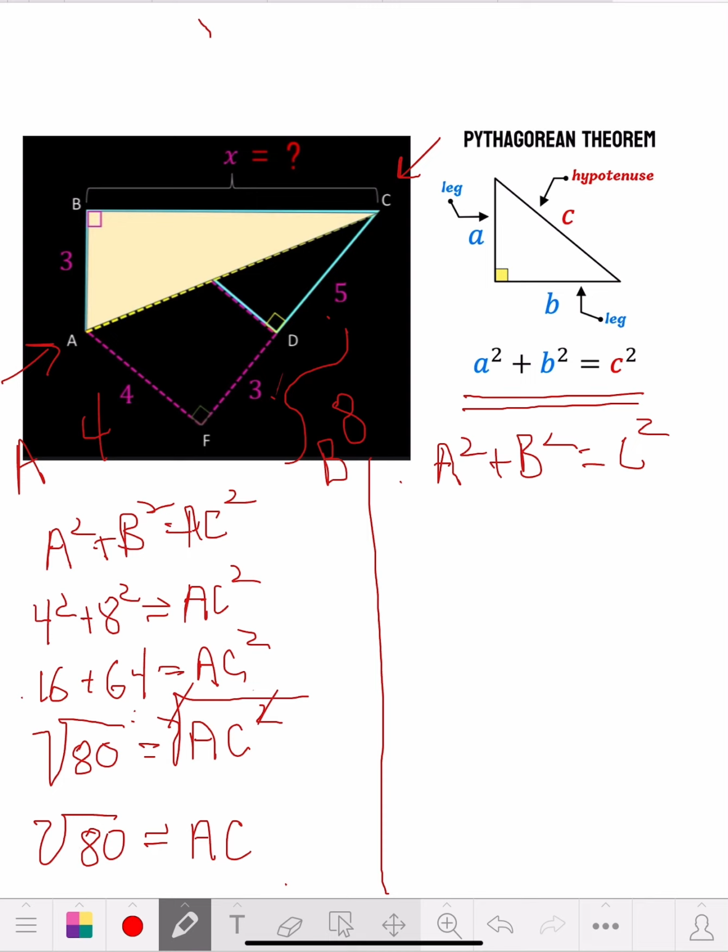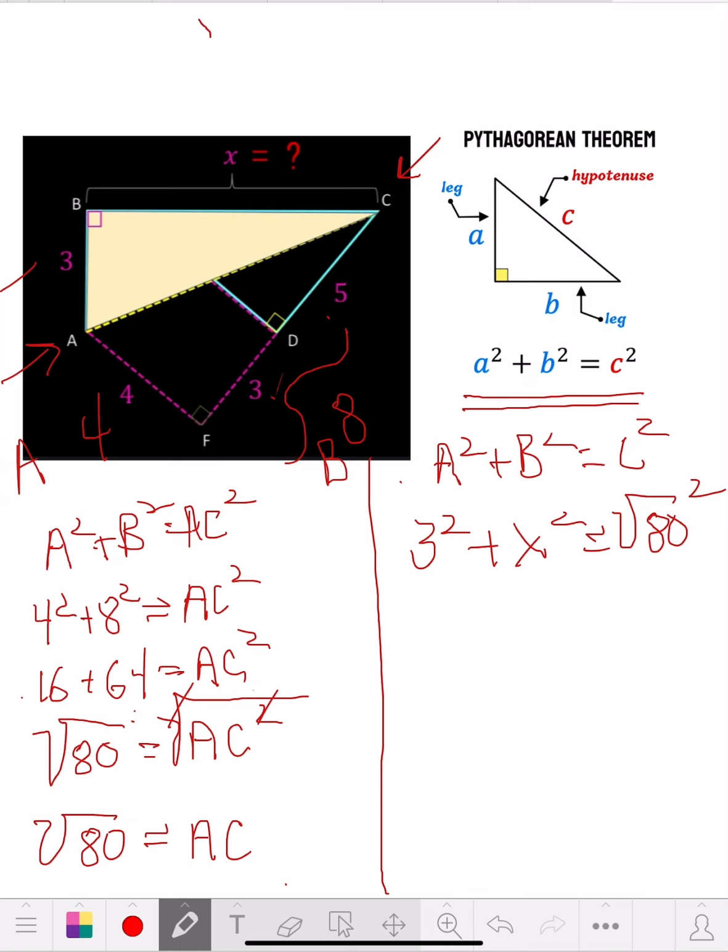So the top here is 3. So we have 3 squared plus x squared equals the square root of 80 squared. Okay, we got all this.